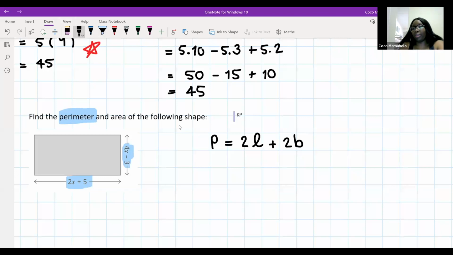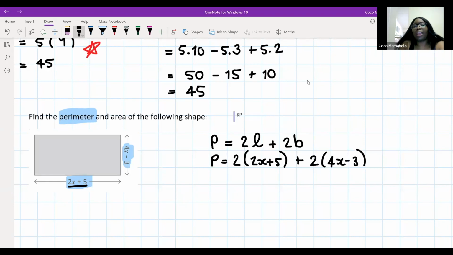So when they say find the perimeter, what we should do is perimeter is equal to 2 times my length, which is 2x plus 5, plus 2 times my breadth, which is 4x minus 3. Okay. Then from here, guys, we know what to do. We see a number outside a bracket, so we're going to multiply it in. Right. So we can multiply in, multiply in, multiply in, multiply in.